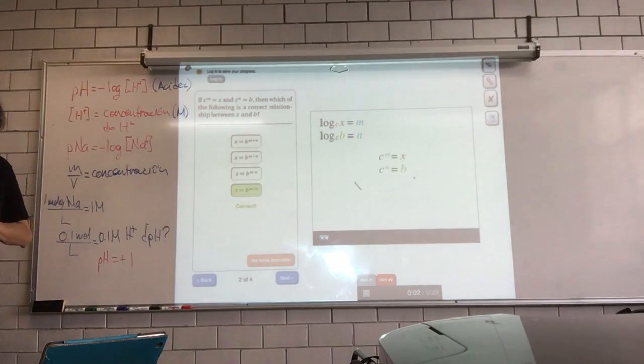Now that we know that x to the m equals b to the n, we can solve this for x by raising both sides to the 1 over m power. That is, x to the m, all to the 1 over m power, is equal to b to the n to the same power. The left side of this simply becomes x, and the right side of this becomes b to the n divided by m.